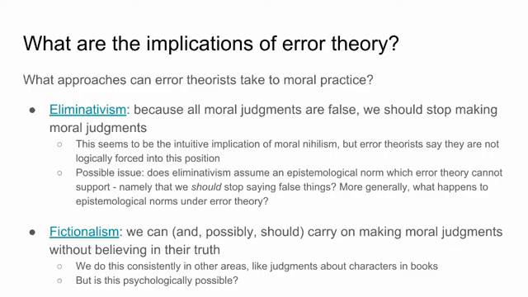So, you know, there are basically two approaches that error theorists can take to moral practice. The first is eliminativism, and this holds that because all moral judgments are false, we should just go ahead and stop making moral judgments. I mean, this seems to be the kind of intuitive implication of moral nihilism. If what we're doing is just misguided and fundamentally kind of incorrect, then it kind of seems like, well, why don't we put an end to it?